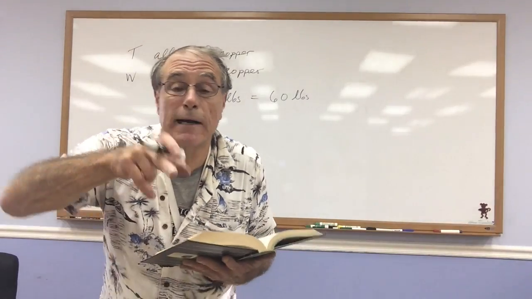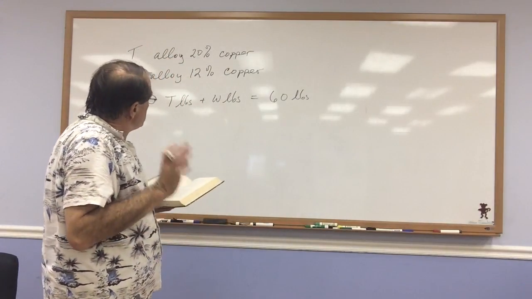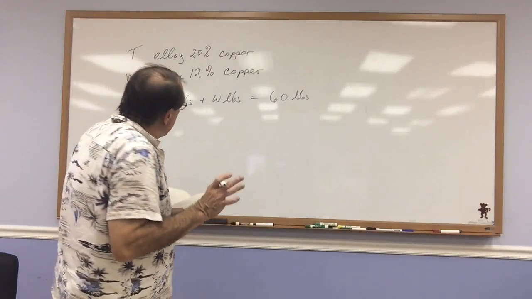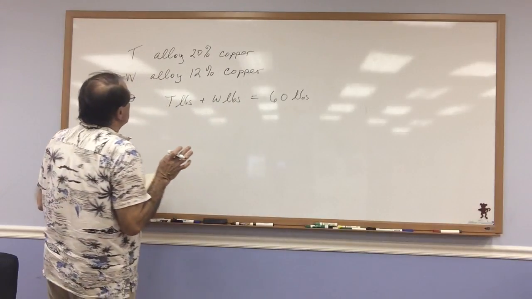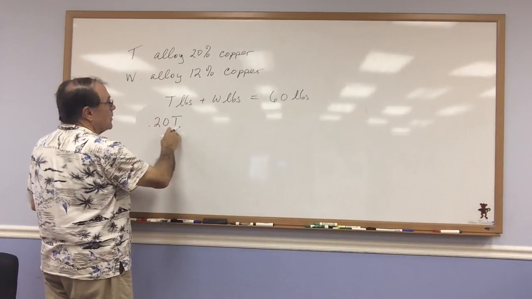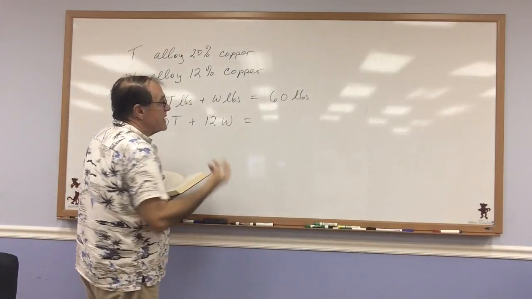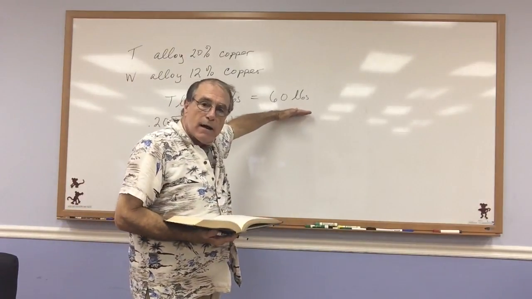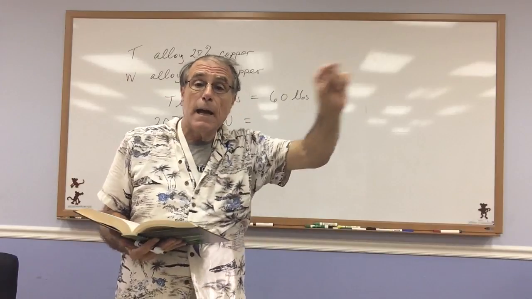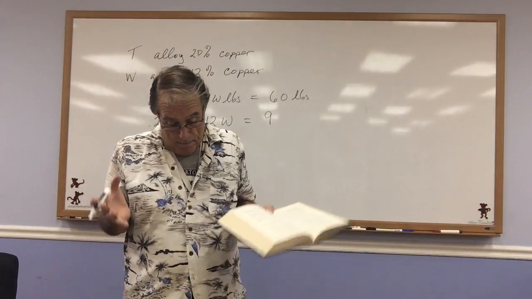I'm just watching my time when I lean like this because YouTube requires the videos to be under 15 minutes. All right, so I have T pounds plus W pounds will give me 60 pounds. Now the second part is the how much. How much is copper? Well, these T pounds is 20% copper. So the amount of copper is 0.20T, and the W is 12%, 0.12W. And that would equal how much of the 60 pounds must be copper. In this particular problem, it tells us we want 9 pounds of copper. So I can simply say that that is equal to 9.